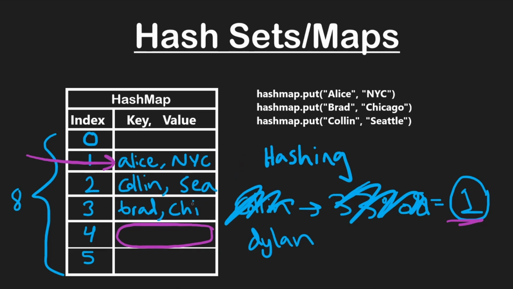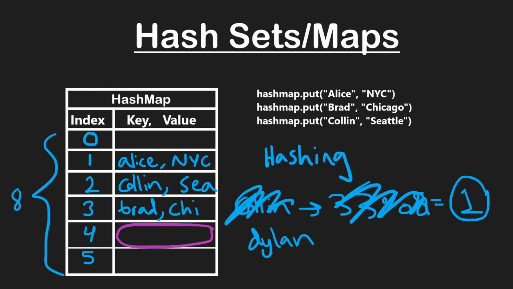And then we would have tried the next position over here. But this is empty. So if Dylan existed, he would have been here, but he's not. Therefore, Dylan does not exist in our hash map. This will make a little more sense if I explain how we would insert Dylan.